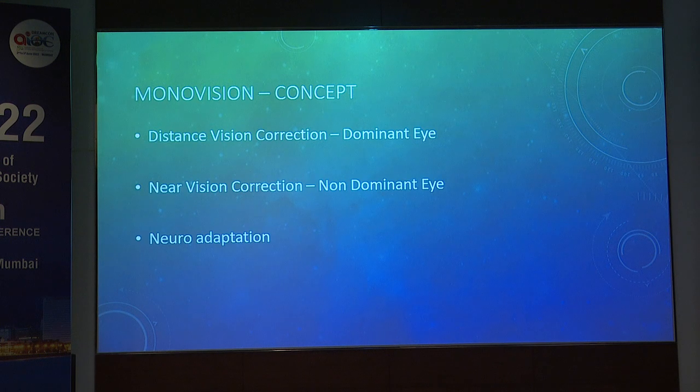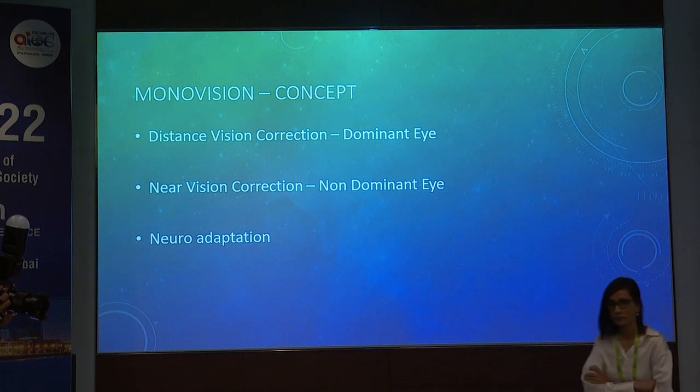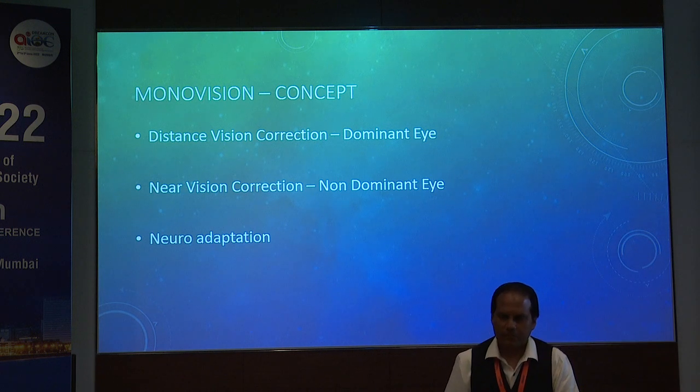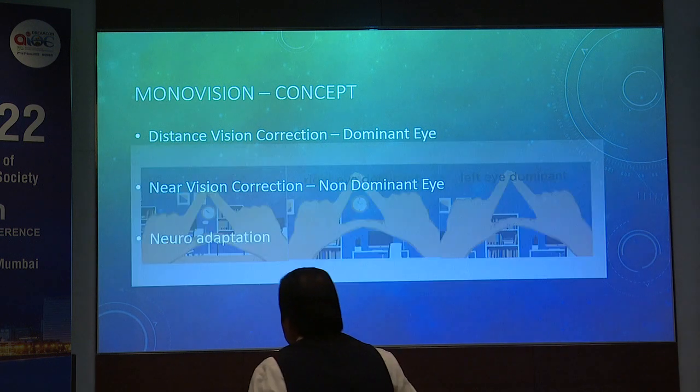The concept of monovision basically is distance vision correction is done in the dominant eye, near vision correction is done in the non-dominant eye, and we hope that with neuroadaptation the patient will be happy with both distance and near, but in one eye each.